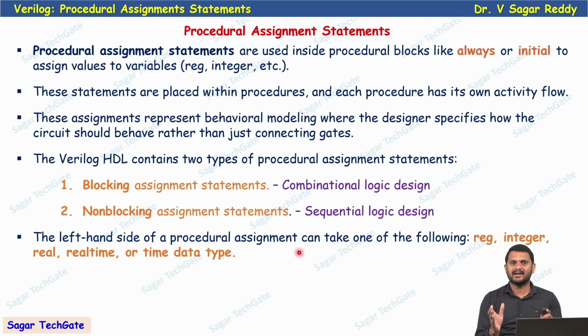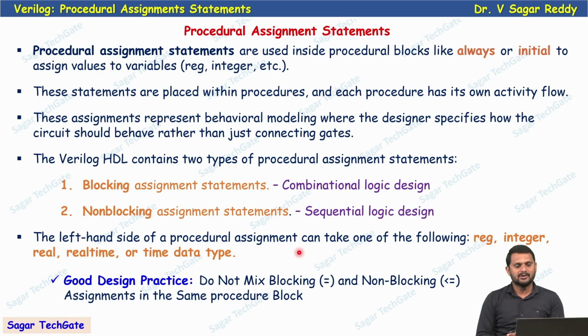Now, that left hand side should be a variable type only, whereas in the continuous assignment it should be a wire type. Clear? So in Verilog we have two procedural assignment statements. One is the blocking assignment, the second is the non-blocking assignment. To design combinational logic we use blocking, whereas for sequential logic design we use the non-blocking assignment statement.